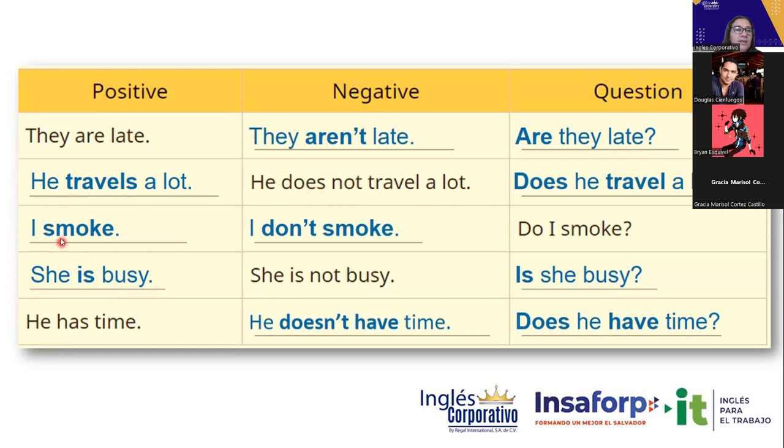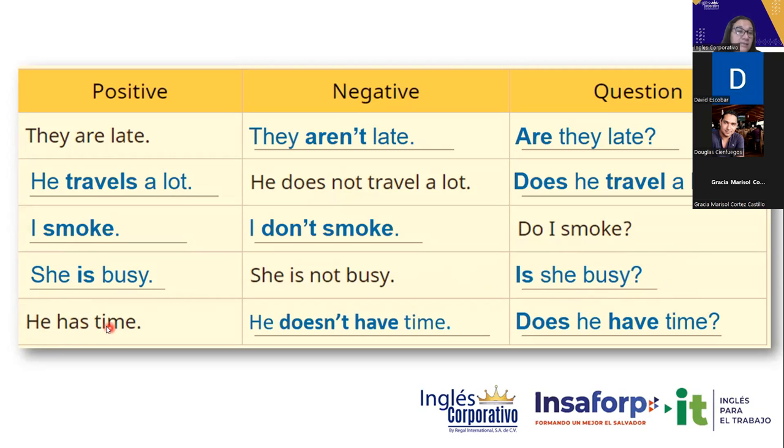All right. I smoke. Smoke es otro verbo, no es el verb to be, es an action verb. So, para I, el auxiliary será don't. I don't smoke. Y para hacer la question, inicio con el do. Do I smoke? Next, she is busy. Is this an action verb or verb to be? To be. It's to be. So she's busy. She's not busy. Is she busy? Easy. No, no hay necesidad de poner un auxiliary diferente porque el to be se auxilia solo.